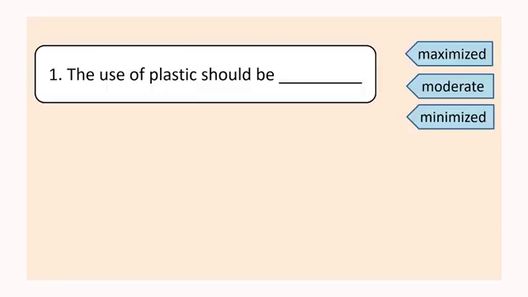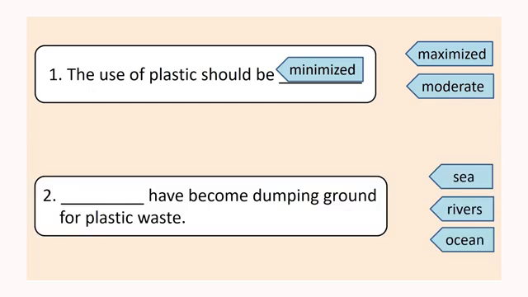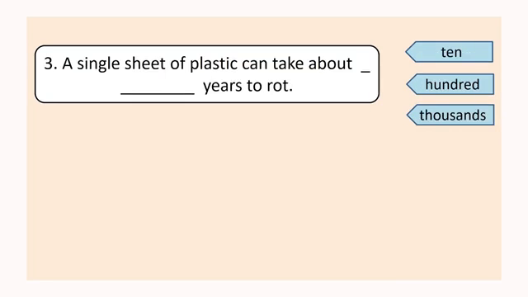First one, the use of plastic should be dash, which is the right answer. Maximize, moderate, minimized. The right answer is minimized. Second question, dash have become dumping ground of plastic waste. Sea, rivers, ocean. Rivers. Third question, a single sheet of plastic can take about dash years to rot. 10, 100, thousands. The right answer is thousands of years to rot.